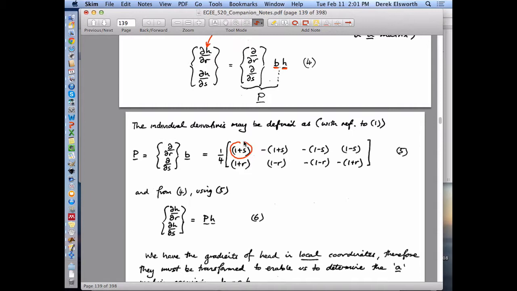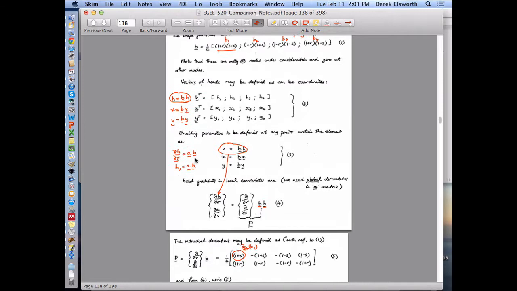This is just the derivative of B1 with respect to R of B1. This is B2, B3, B4, etc. And so you can just zoom out. Maybe I'll make it small so you can get both at the same time.